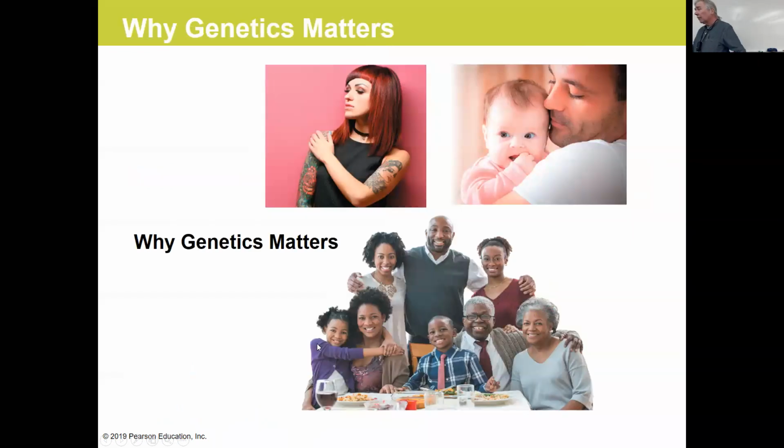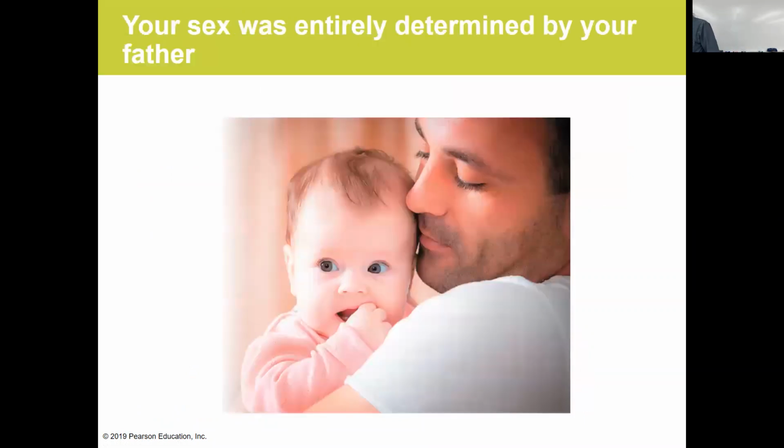Okay, why do genetics matter? Well, we inherit everything we get from our parents, and it's really important to know something about that. Your sex was entirely determined by your father, and remember why? Because eggs come in one variety with an X, sperm come in two varieties, X or Y. If the X sperm fertilizes the egg, you have a little baby girl. The Y sperm, you have a little baby boy. So that determines the gender of the baby in human beings and any other organism that has the same kind of gender determination. Okay.